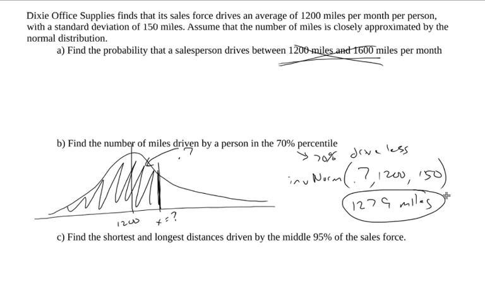That means if you drive 1,279 miles in this particular company, then 70% of the people in this company drive less than you. Conversely, 30% drive more than you. But you are the 70th percentile here.